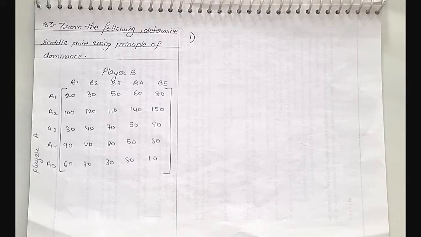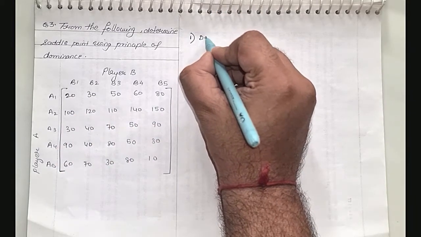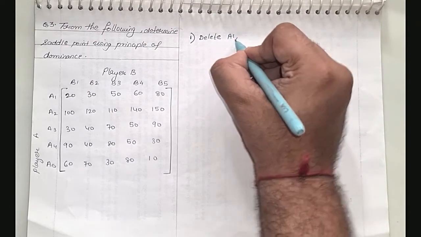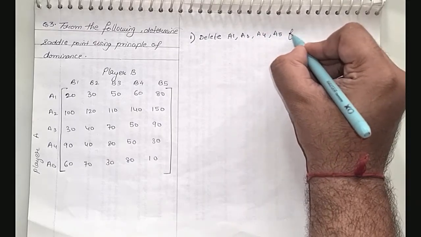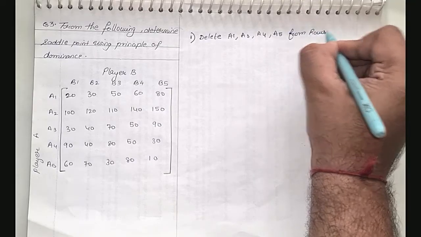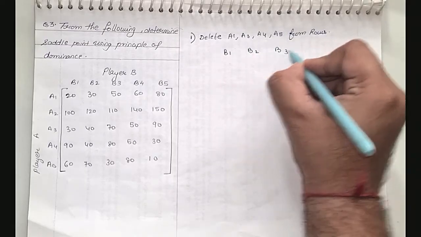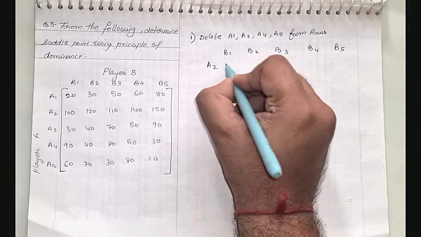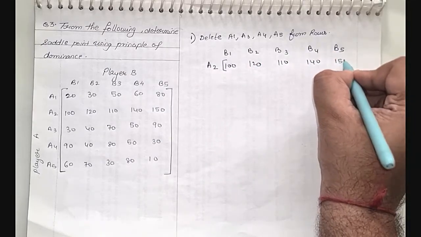So the rule for the rows is, if any row is smaller than the other, we'll have to remove them. So basically all the rows are smaller than A2. So I'll write here, we are deleting A1, A3, A4 and A5 from rows. Okay, so what remains will be only B1, B2, B3, B4 and B5, and we'll only have A2 because that's the only thing which is available, which is 100, 120, 110, 140, 150.